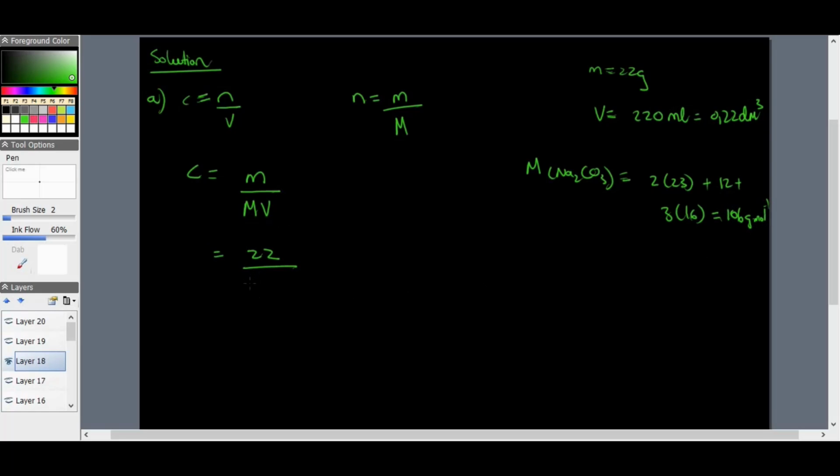So substitute that in: 106 grams per mole multiplied by 0.22. Therefore, we punch this all in on our calculator. We have 22, and we have 106 times 0.22. And we get a concentration, rounded off to 2 decimal places, of 0.94 mole per decimeter cubed.